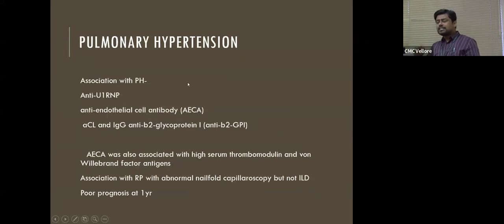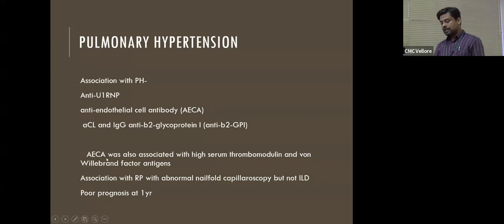So what are the features associated with pulmonary hypertension? Anti-U1RNP positivity, obviously, is part of this disease, but its titer probably also correlates. Then anti-endothelial cell antibody, which we don't routinely check, but in a research setting it has been found. And also antiphospholipid antibodies like aCL and IgG anti-beta-2 glycoprotein 1. All these have been associated with the development of pulmonary hypertension.